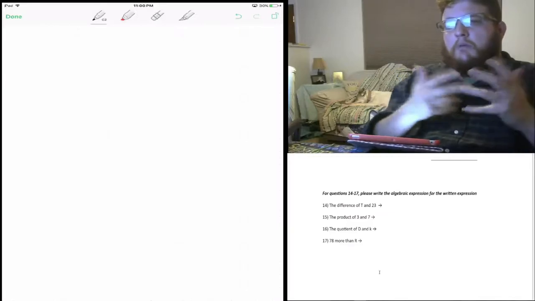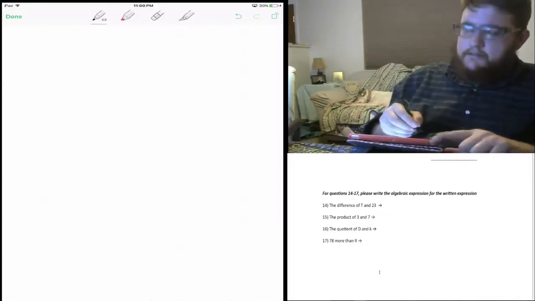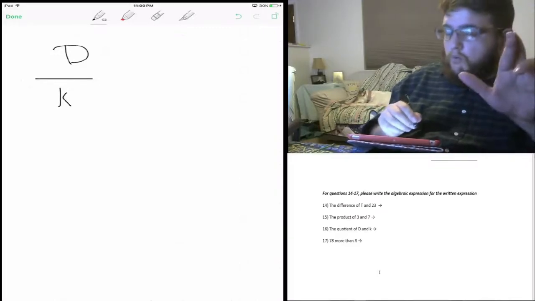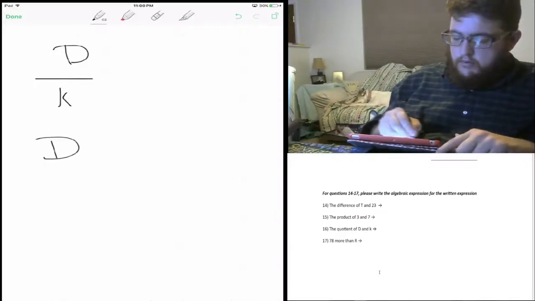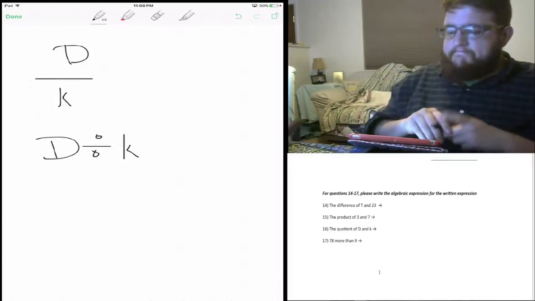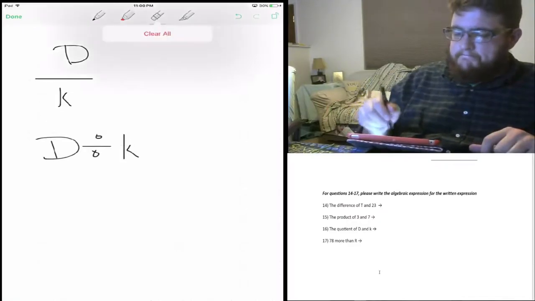16 says the quotient of D and K. Well, recall that quotient means division, so it can be written one of two ways. Here's one of the ways. The second way is right here. So you can write either one of these answers for the quotient of D and K. Both are acceptable.